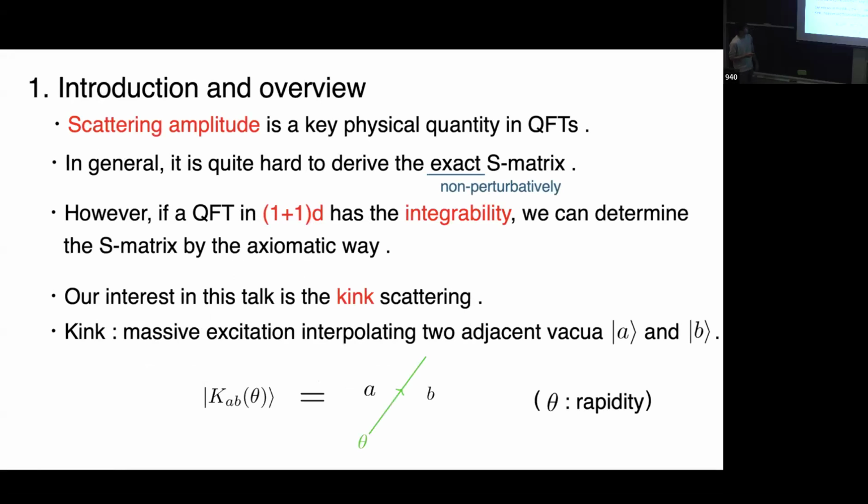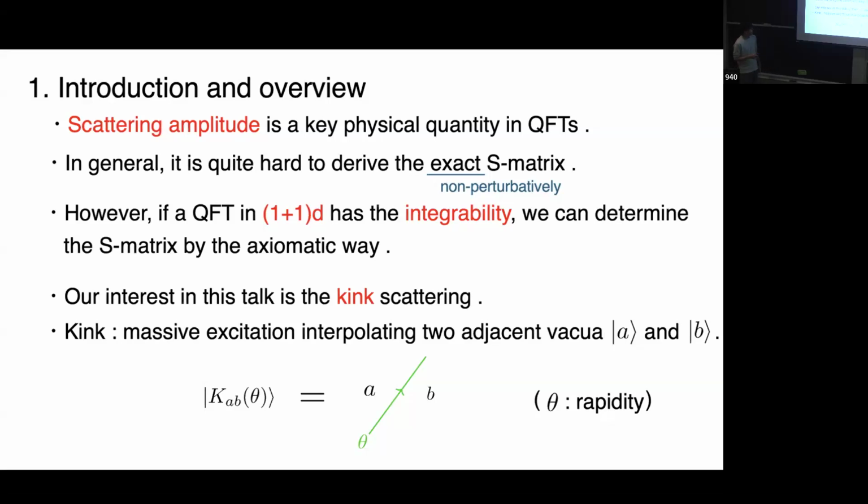So the scattering amplitude is a key physical quantity in quantum field theories. By using the scattering amplitudes, we can connect experiment and theory. But in general, it is quite hard to derive the exact S matrix. Here exact means non-perturbative. However, when a quantum field theory in 1+1 dimensions has integrability, we can determine the S matrix in an axiomatic way, without resorting to an analysis of Feynman diagrams.